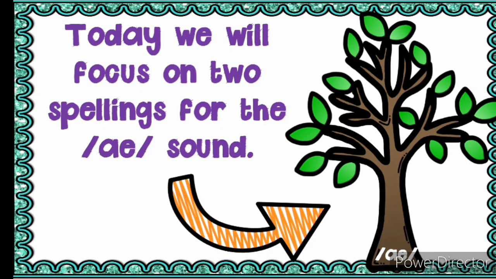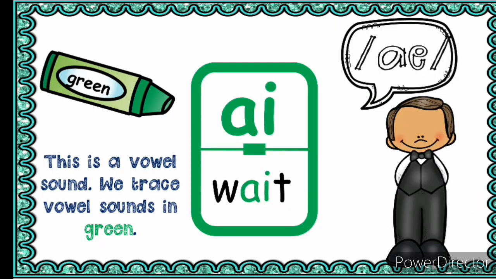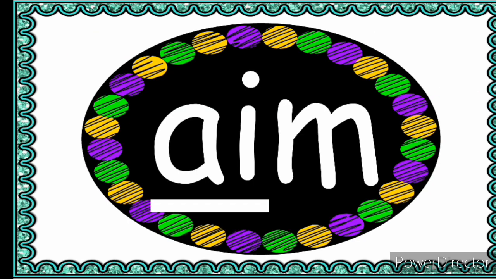Today we will focus on two spellings for the A sound. Now let's trace the following spellings in our individual code charts. Now let's say A. Everybody say A. Repeat after me. A as in wait. Now this is a vowel sound and we trace vowel sounds in green. Now let's practice reading words with this spelling. A as in wait. Everybody say A as in wait.